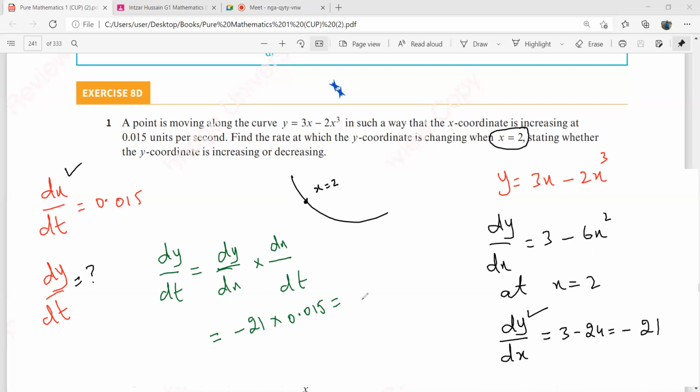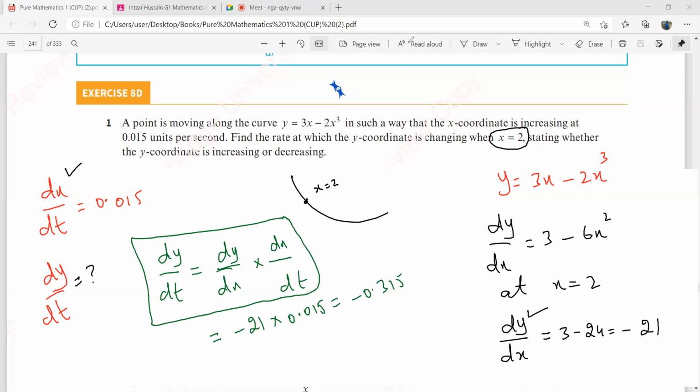What do we get? Minus 0.315. So you see that y is decreasing at this rate, minus 0.315. That is the rate of decrease of y actually. So if you know the basic differentiation, you know how to differentiate using the first technique and the second technique, then this is simply a new thing that you will add into your learning, that is this chain rule. So through this chain rule, you're basically learning how to determine the rates of change.